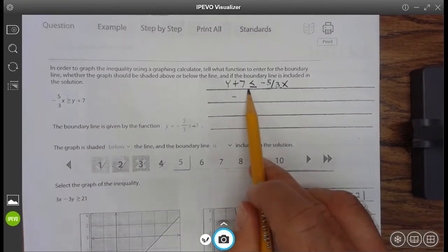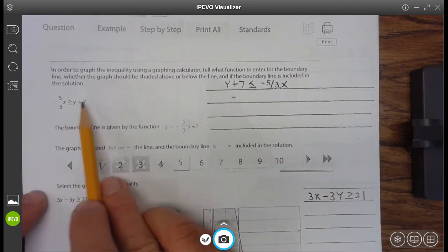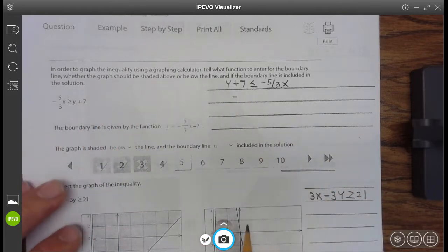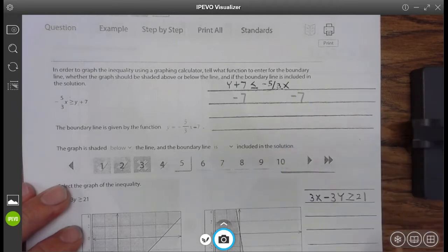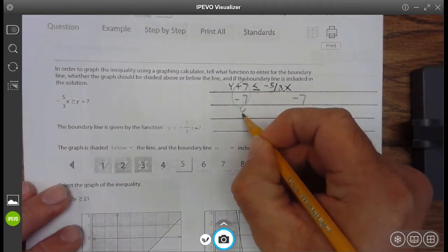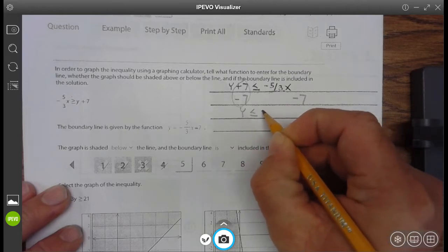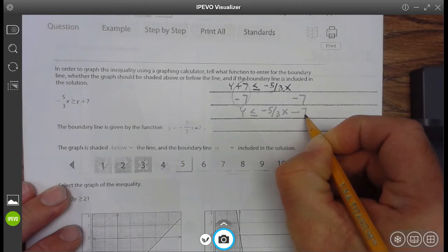So we have y plus 7 less than negative 5/3 x, which these are equivalent. These are the same thing. I haven't flipped any inequalities, okay? So now, solve for y. I'm going to subtract 7 from both sides. 7 minus 7 is 0. You get y less than or equal to negative 5/3 x minus 7.